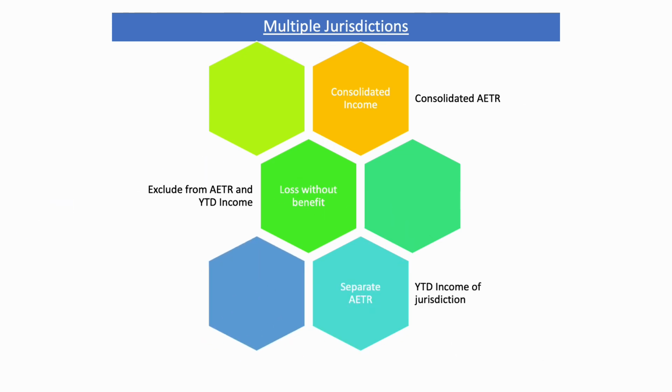And for such entities that have a loss without benefit, you should calculate a separate AETR and then apply it to the YTD actual income of that jurisdiction. So for example, if you have a loss in country Y, you would calculate an AETR for country Y specifically and then apply that AETR to the YTD actual results of that entity in jurisdiction Y. So that was all I had to talk about on interim period reporting and ASC 740 today.